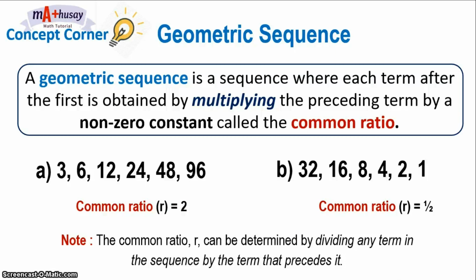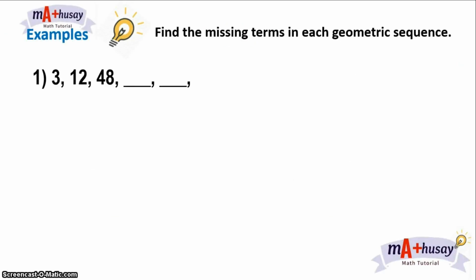Now that we know what geometric sequence is, let's take these examples and find the missing term in each sequence. Example number 1: 3, blank, 12, 48. In this sequence, we know that each term after 3 can be generated by multiplying 4 to the preceding term. Because 3 times 4, that will give you 12. 12 times 4 is 48. Now, the common ratio is 4.